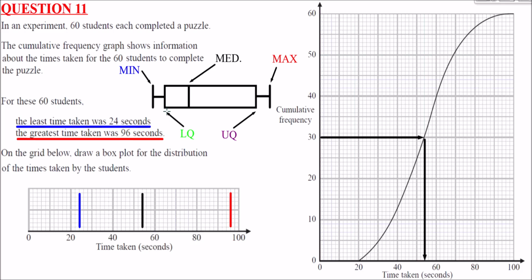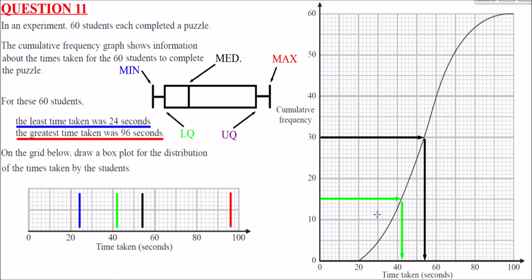Now the lower quartile, we read off at a quarter of the total. A quarter of 60 is 15, so we're going to read along and down from 15 in the same way we did with the median. So read along at 15, then go down. We can now see that the lower quartile is about 42 seconds. So we add in another vertical line at 42.